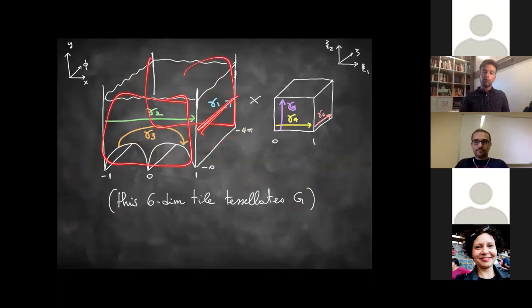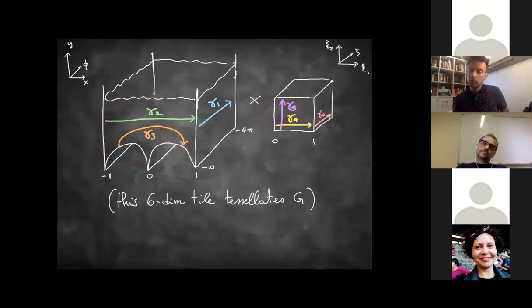It's a translation by 4 pi in that direction, and so on. There's a gluing this way, there's a gluing this way. It's deceiving to think of this as some kind of three-dimensional torus. It's not a three-dimensional torus because the gluing has to do with the semi-direct product.